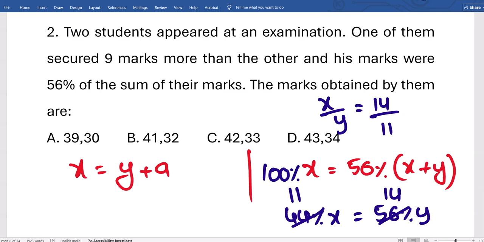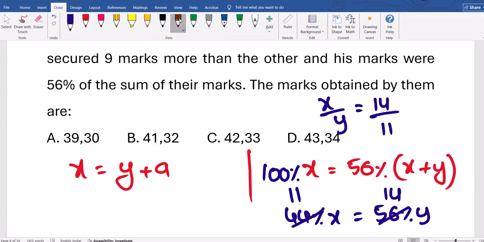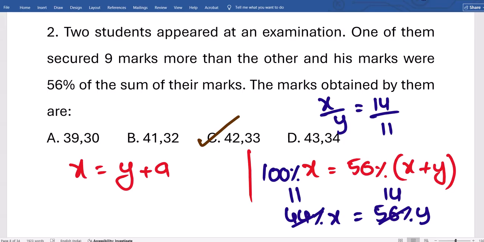And I have very simple clarity. X must be a 14 multiple. I'm not doing the next steps also. Y must be an 11 multiple. It's option C. I'm not doing the next step of finding X and Y also. I'm going with option C. X is a 14 multiple, Y must be an 11 multiple. So 42 and 33. Now, sir, instead of option verification, I want to know the exact answer.